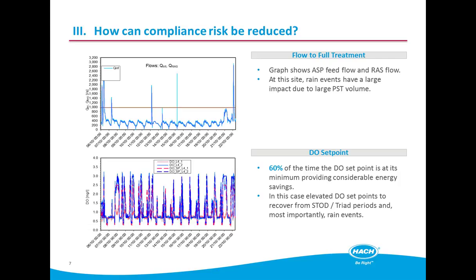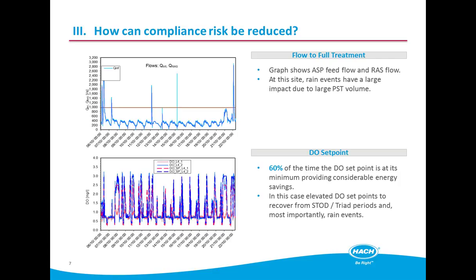To illustrate the point further, here are two graphs. The top shows flow to full treatment and the lower shows the associated DO set points calculated by our nitrification real-time controller, or ammonia removal controller if you prefer. In this case, there's also a triad controller operating to minimize the energy penalties when electricity unit charges rise sharply.